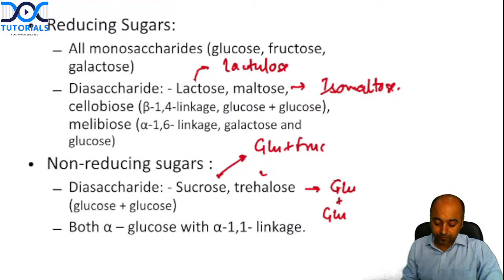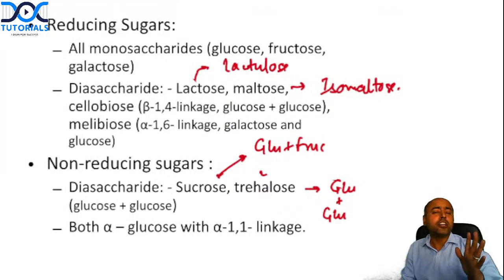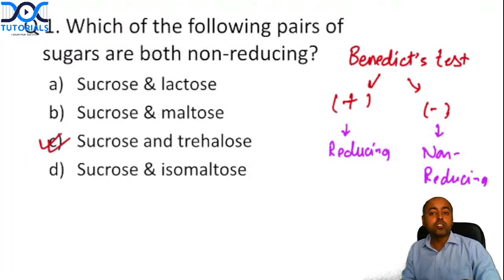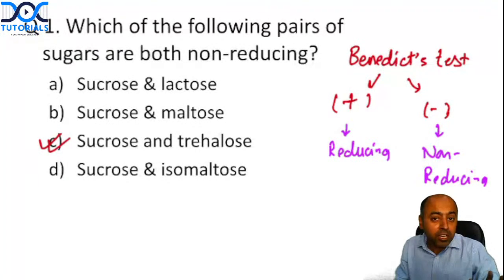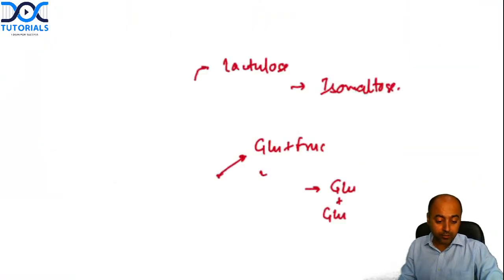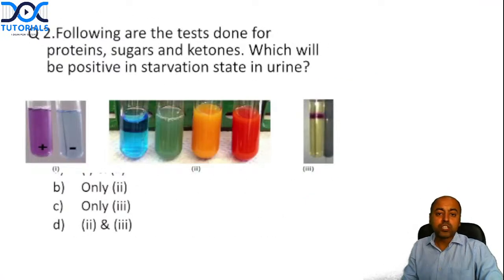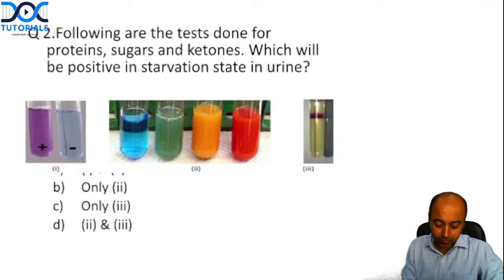So that's about question number 1. Reducing, non-reducing, a very common question. We should know the underlying test in this case is the Benedict test, and based on the result we have either the reducing or the non-reducing sugars. All monosaccharides are reducing, some disaccharides are reducing, and some disaccharides are non-reducing. Okay, let's go to question number 2.